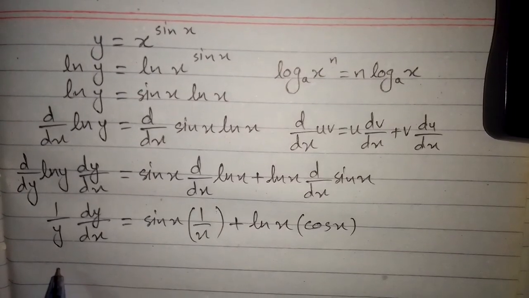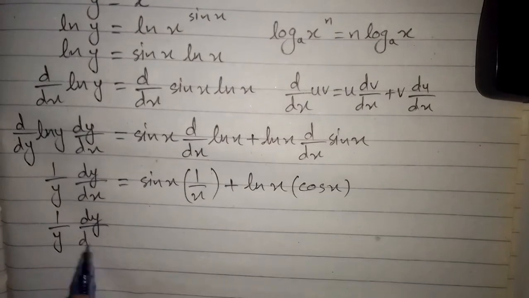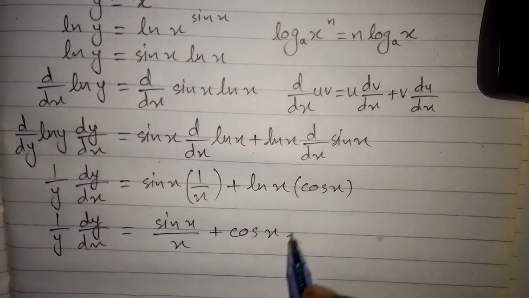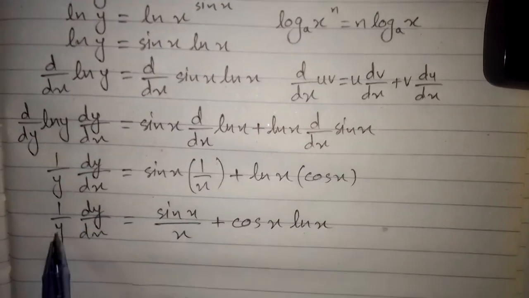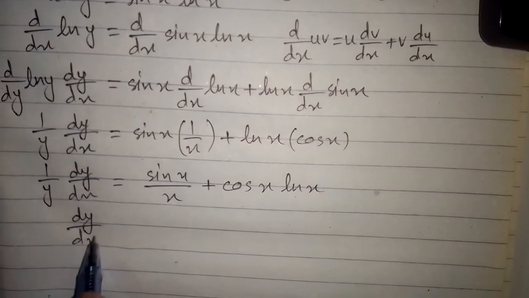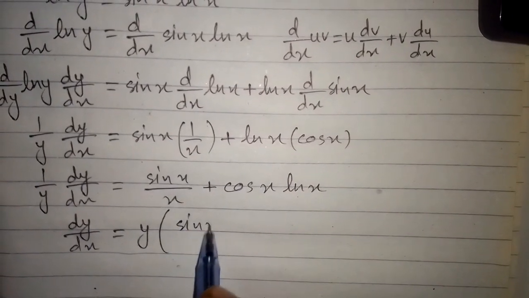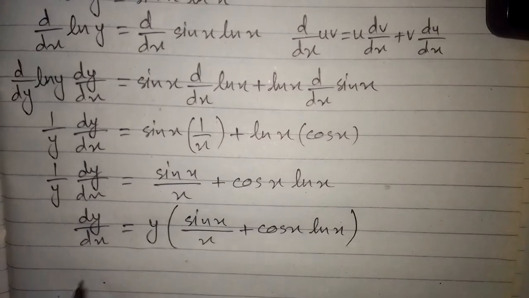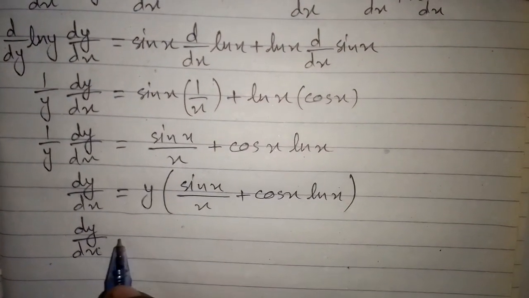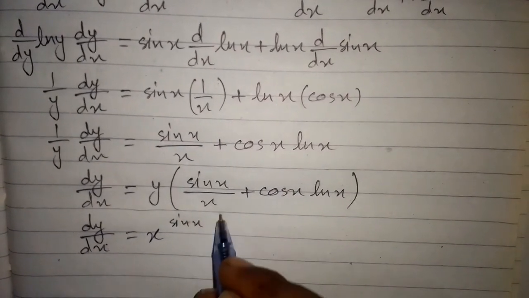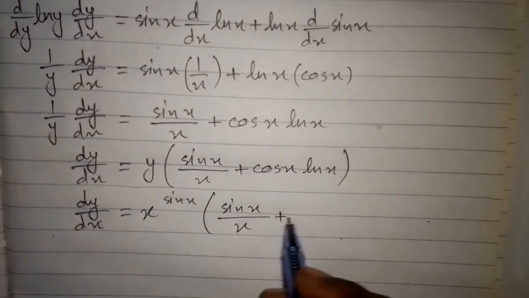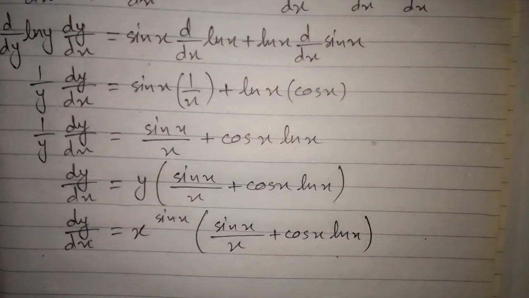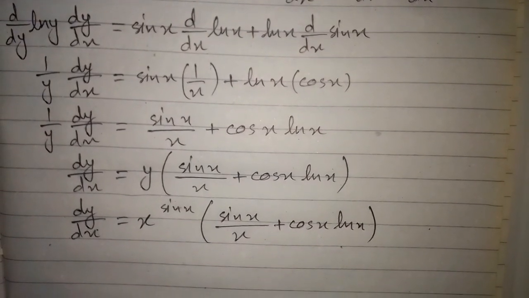Now we have 1 upon y dy by dx is equal to sin x upon x plus cos x multiplied by ln x. Now we can take this y on the other side of the equation. So we have dy by dx is equal to y times sin x upon x plus cos x ln x, and then we will put the value of y, which is x raised to the power sin x, multiplied by sin x upon x plus cos x ln x. So the derivative of x raised to the power sin x is x raised to the power sin x multiplied by sin x upon x plus cos x ln x.